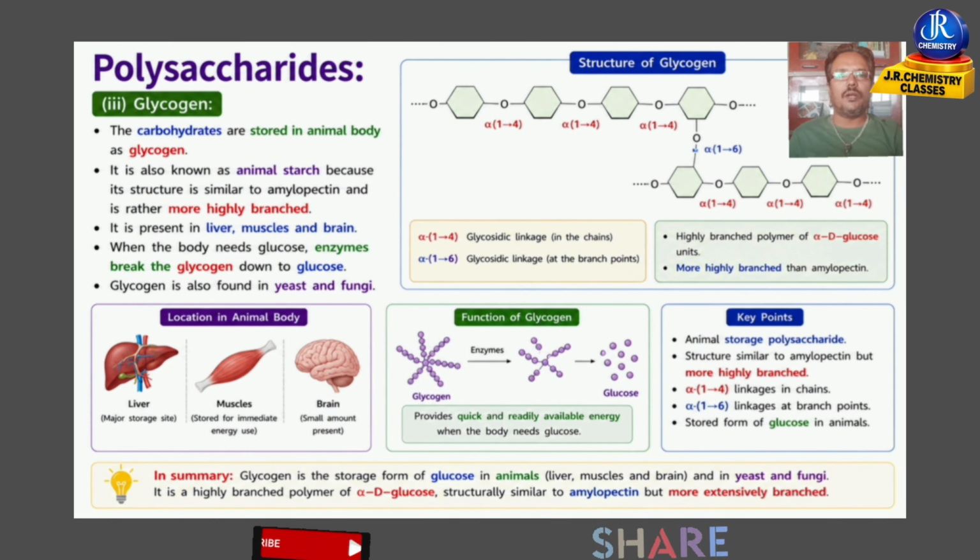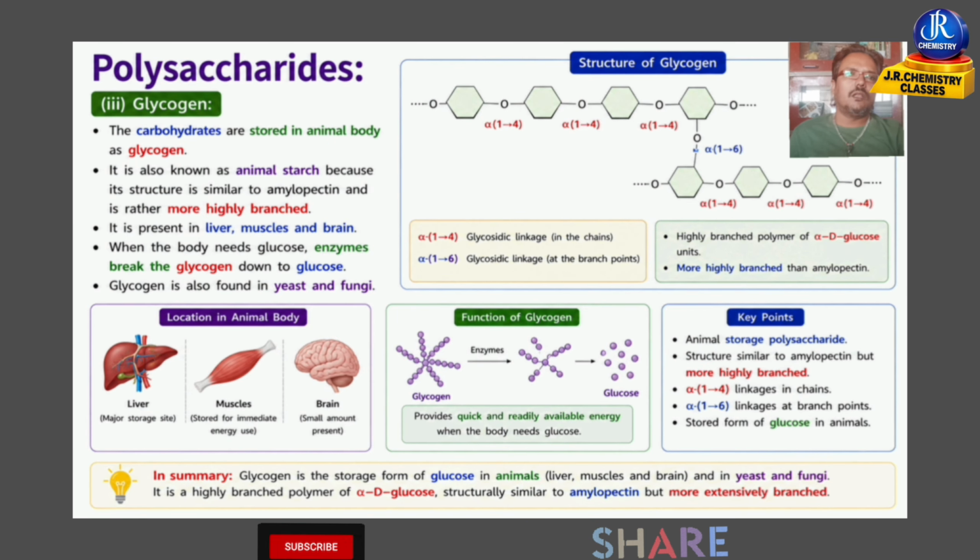The third example of polysaccharides is glycogen. The carbohydrates are stored in the animal body as glycogen. It is also known as animal starch because its structure is similar to amylopectin and is rather more highly branched. It is present in liver, muscles, and brain.